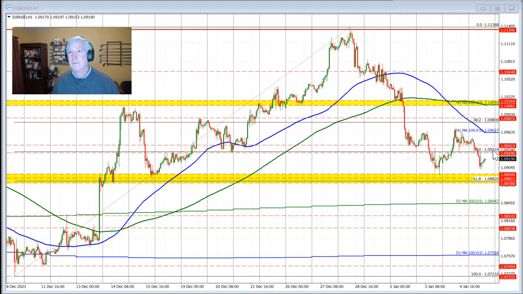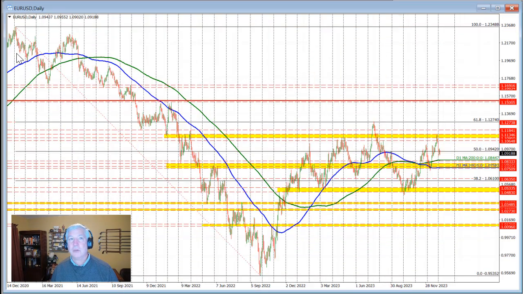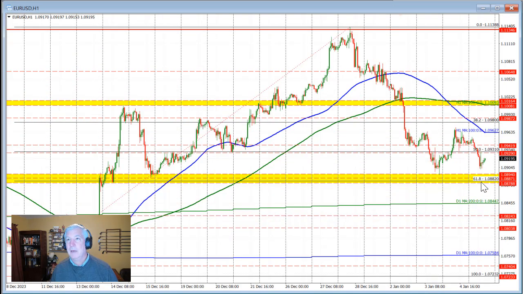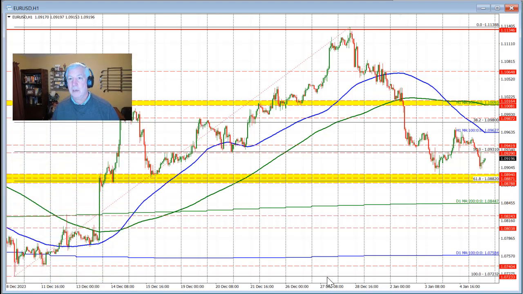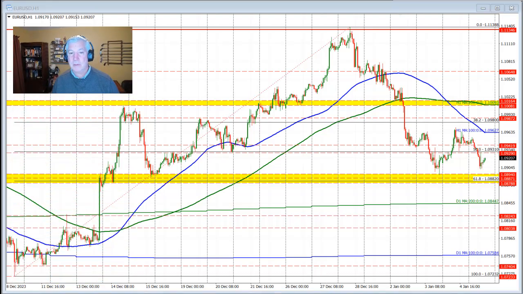In addition to the 50% retracement level here, I want to bring focus to the daily chart. If you take a look at the 2020 high and the 2022 low, the 50% retracement of that move comes in at 1.0942. And if we were to get back above that level, I would think that they would shift the bias more to the upside. Once again, I've put a horizontal line here at the 1.0942 level.